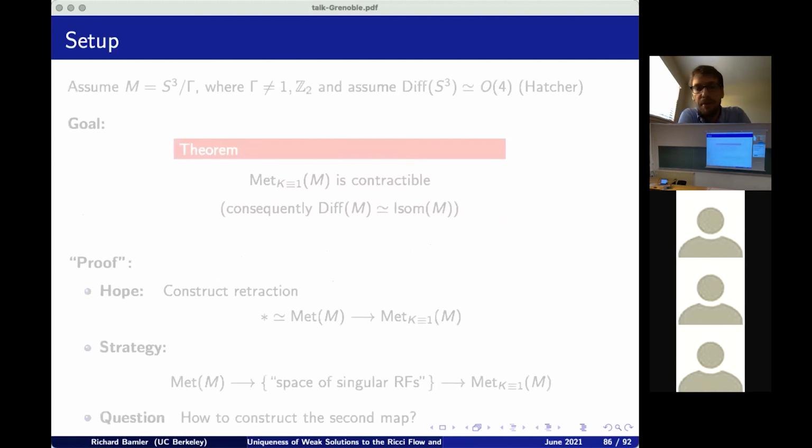Here's the setup that I want to consider. The generalized Smale conjecture concerns spherical space forms. So let M be some spherical space form, S3 mod gamma, and I want gamma not to be 1 or Z2. So I want M not to be S3 and not to be RP3. You'll see in a moment that this technique breaks down in these cases. I'm also going to assume that the Smale conjecture is true in the S3 case. This was proven by Hatcher, that the diffeomorphism group is homotopy equivalent to its isometry group, which is O4. This is the other drawback of this approach, that we can't reprove Hatcher's theorem, so we have to use this again.